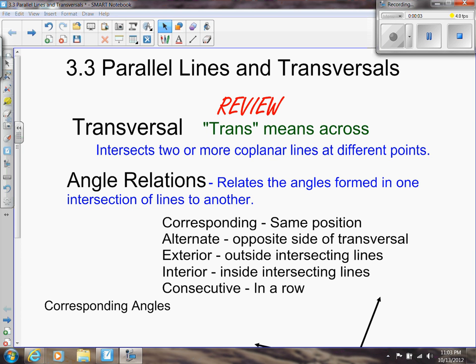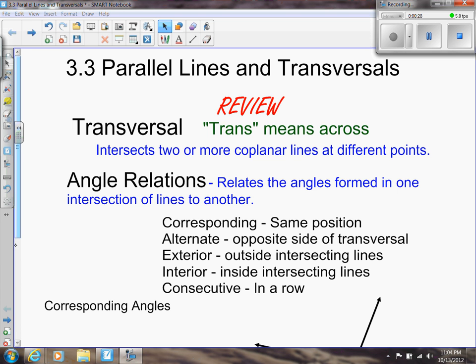3.3 parallel lines and transversals. So if you remember, we're going to do a quick review. Transversal, think about the transitive property, trans, that prefix of the word means across. So here, a transversal is a line that goes across two other lines. And today we're going to be talking about when we have a transversal going across parallel lines.